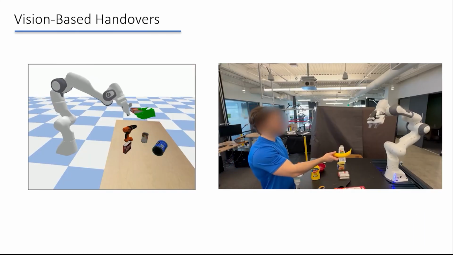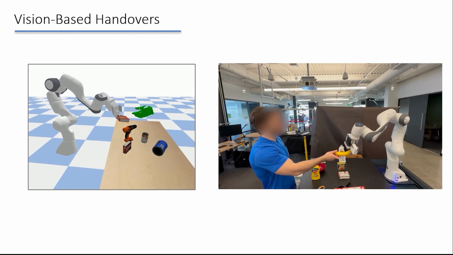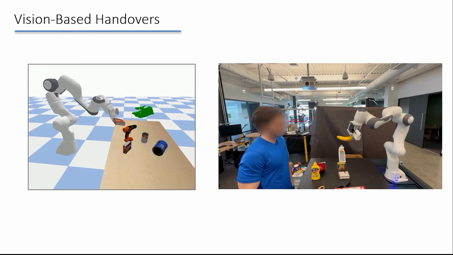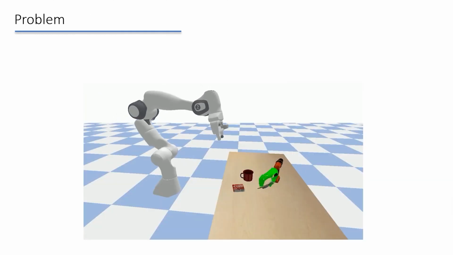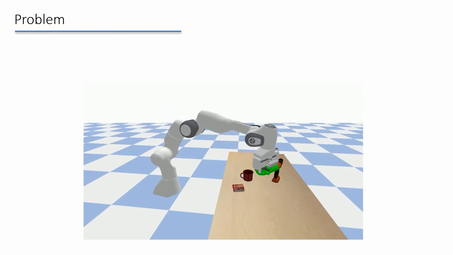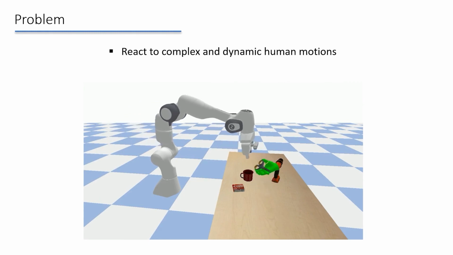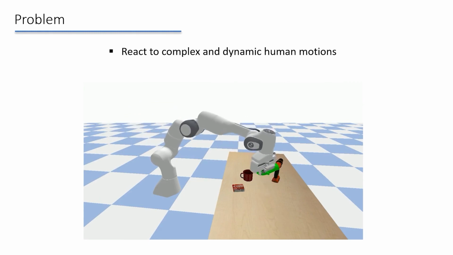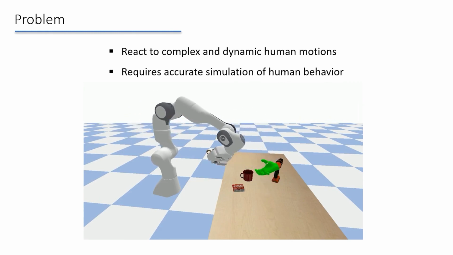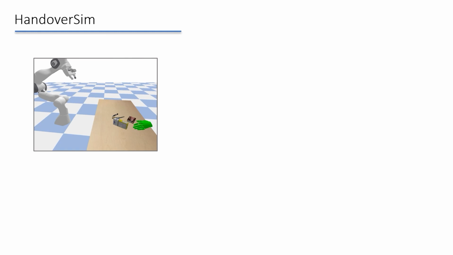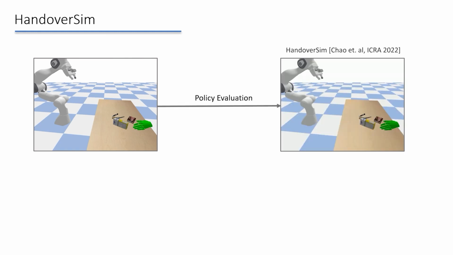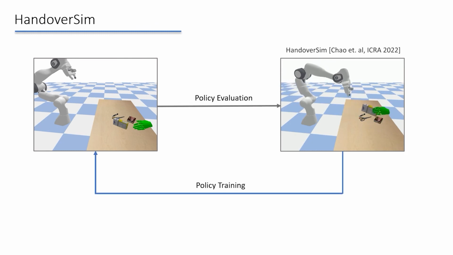In this paper, we introduced the first framework to learn human-to-robot handovers from vision input. Teaching robots to solve this task is challenging, because the robot needs to react to complex and dynamic human behaviors. Therefore, training human-to-robot handovers requires an accurate simulation of human behavior. Recent work has introduced a simulation environment for benchmarking human-to-robot handovers. However, this environment has only been used for evaluation purposes and not for policy learning. We leverage this environment to train handover policies.